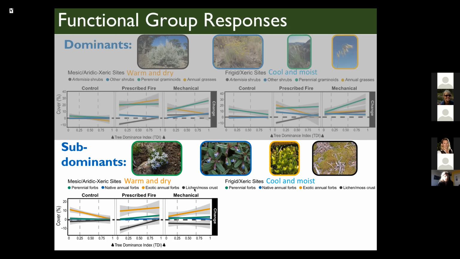And then the biocrust was negatively affected by fire, especially at low TDI, and then mechanical treatments also negatively affected biocrust across the board.